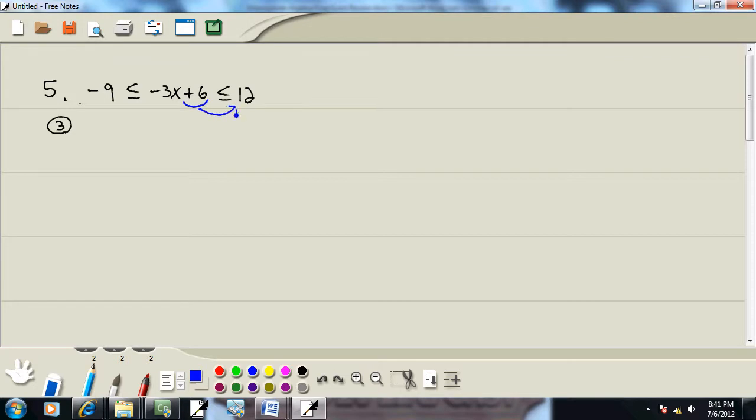I'm going to take this 6 and move it to the right side and to the left side. We move anything across the inequality symbol, the sign changes, so the 6 becomes a -6. Our note up at top said at any step combine together numbers. -9 minus 6 gives us -15. And 12 minus 6 gives us 6. Fourth step, divide all 3 sides by the number in front of your X, which is a -3.